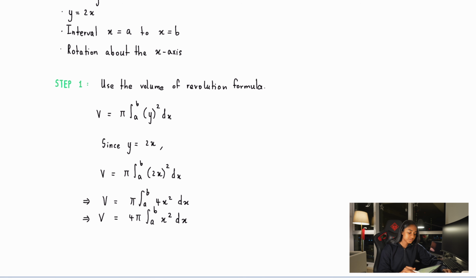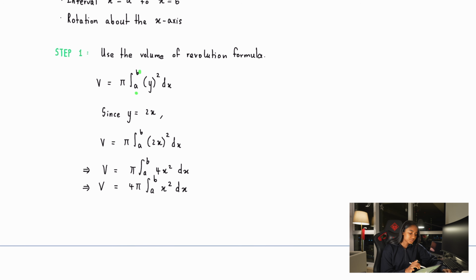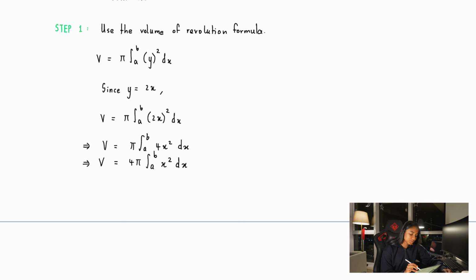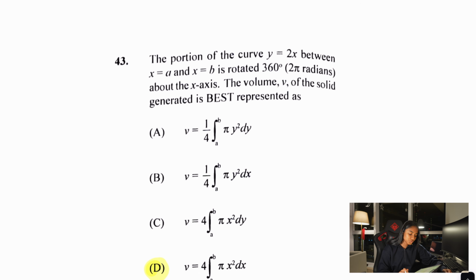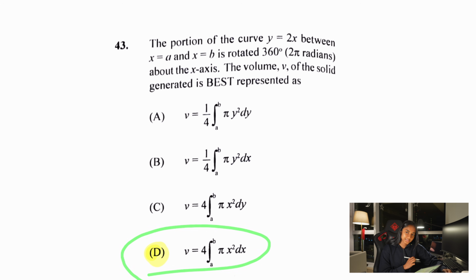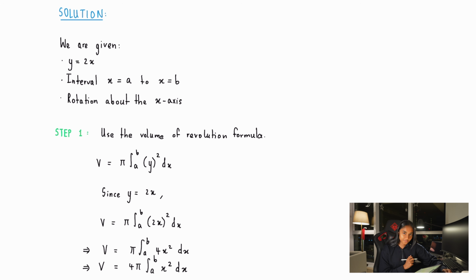We are going to use the volume of revolution formula, which is V is equal to pi times the integral of y squared from a to b. Since y is equal to 2x, all we're going to do is substitute it and then simplify it. So 2x all squared is equal to 4x squared. When we do that, we can move the 4 in front, put it into the form that they wanted, which is D. So it was easy. All we had to know was the volume of revolution formula.